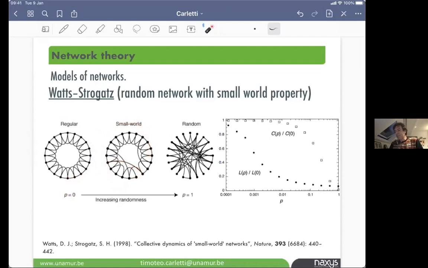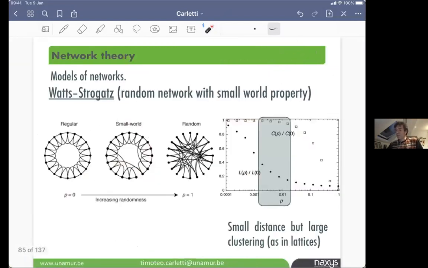Okay, at the same time, here is your parameter that is changing from 0 up to 1. You compute 2 things. You compute the average length and the clustering. You normalize with respect to the initial one, so once you have p equal to 0. And you observe that the length decreases quite fast. This is a log-log scale, while the clustering stays constant and then also decreases. And indeed, there is this zone of parameter p where you have a large clustering but a small distance. And so this is the small world.